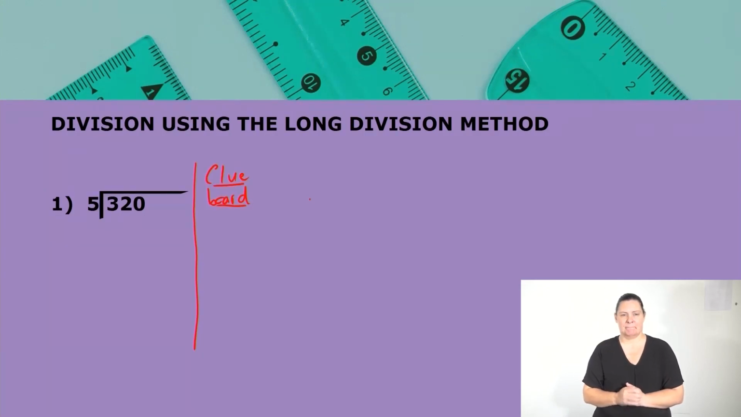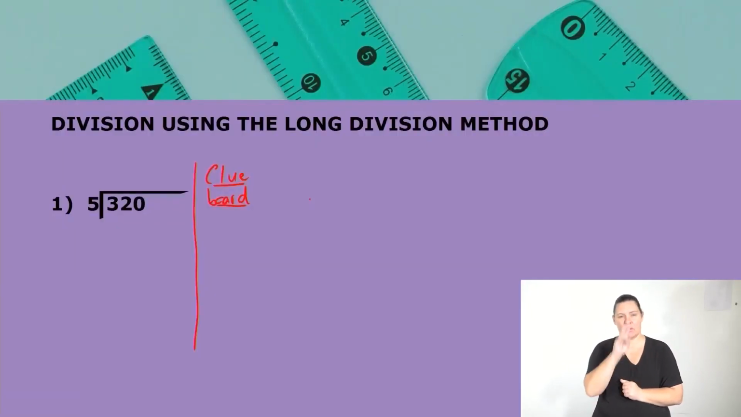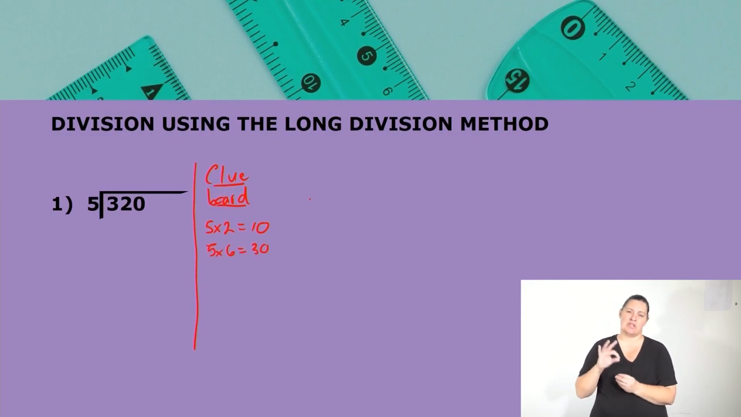So our clue board is just going to help us to make these calculations easier, because now we need to find out how many groups of 5 are in 320. So we are going to look at the multiples of 5. We know that 5 multiplied by 2 gives us 10. We know that 5 multiplied by 6 gives us 30. 5 multiplied by 100 gives us 500.